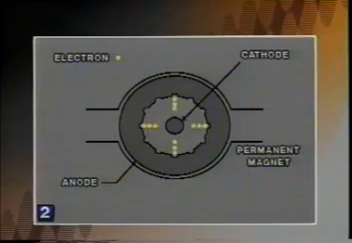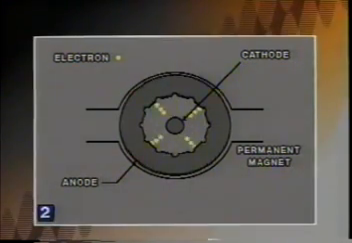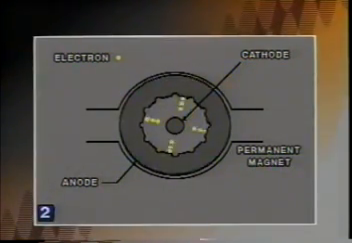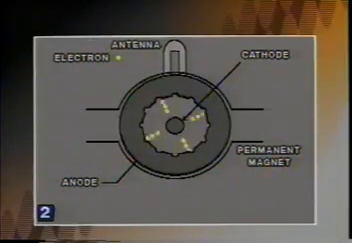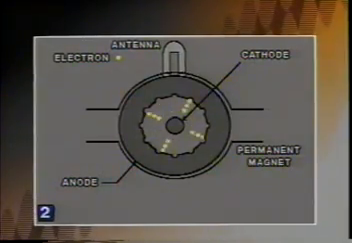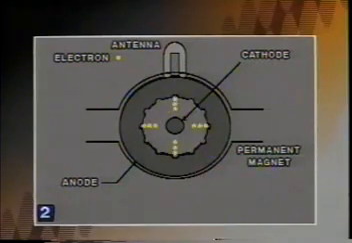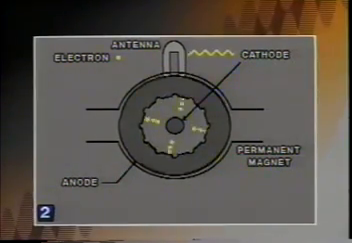As these groups of electrons hit the vanes on the inside of the anode, it begins to vibrate. A small transmission antenna tuned to 2450 megahertz is attached to the anode and also vibrates. These then are the microwaves that cook the food.